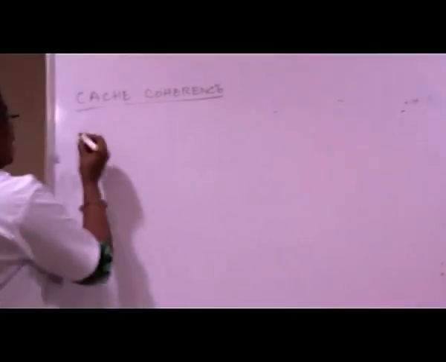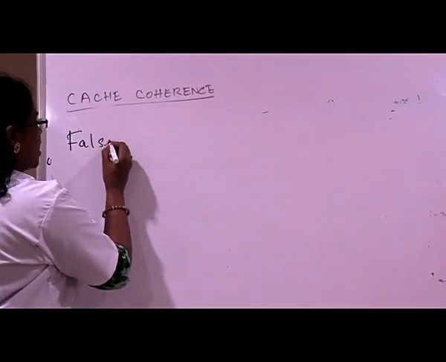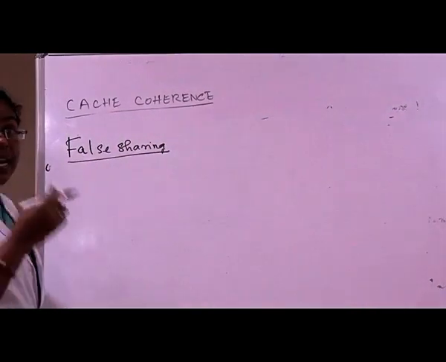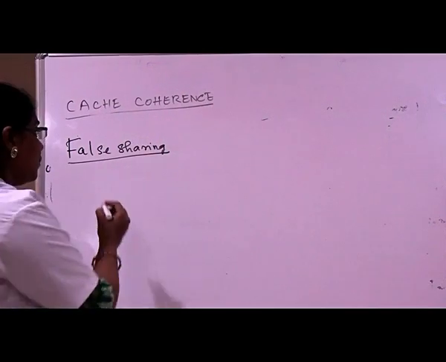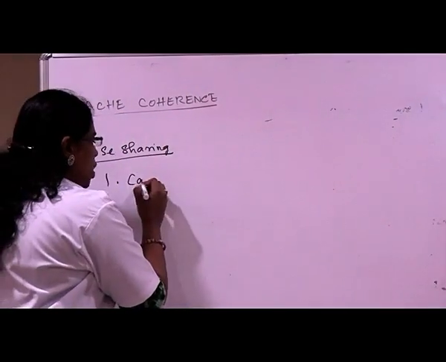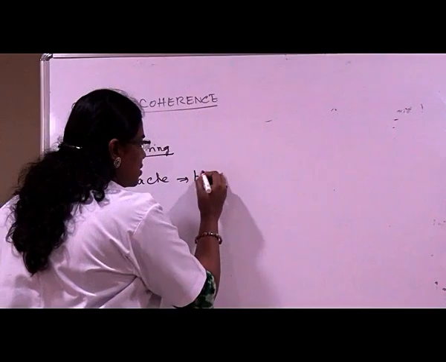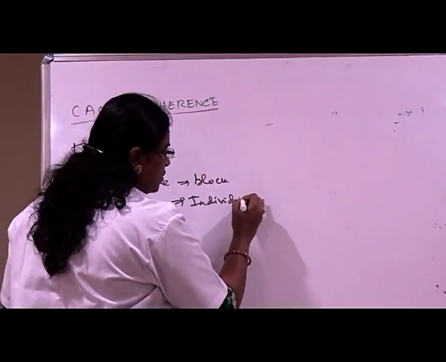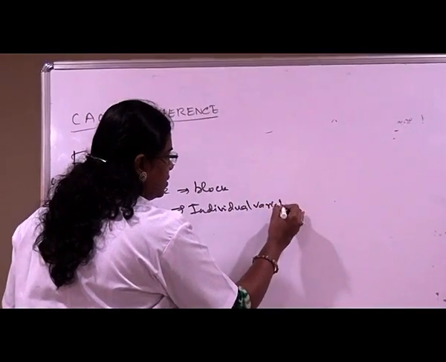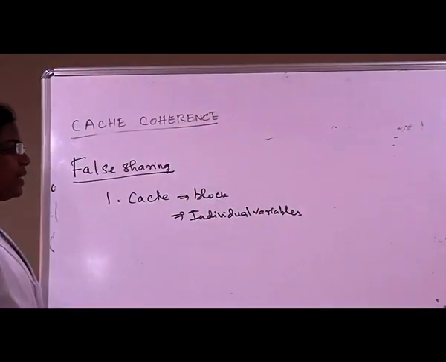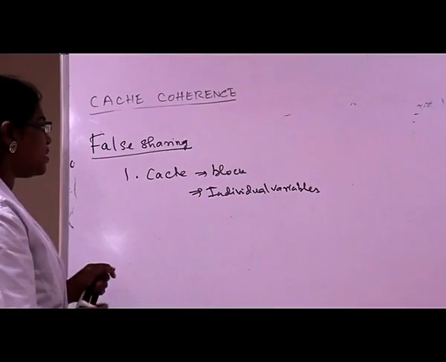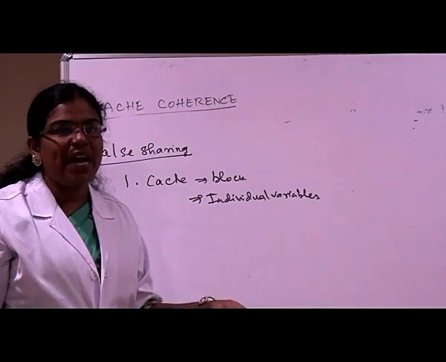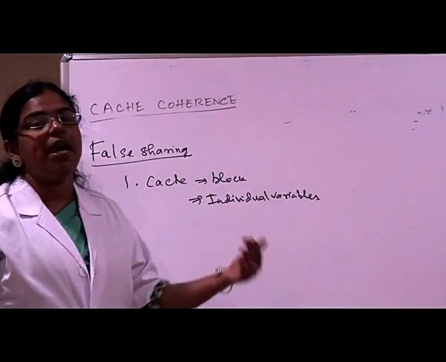And the final topic is false sharing. False sharing is mainly to tell us that caches always operate on blocks, not on individual variables. I have told that whenever you need data from the main memory, you have to copy an entire block from the main memory to the cache.